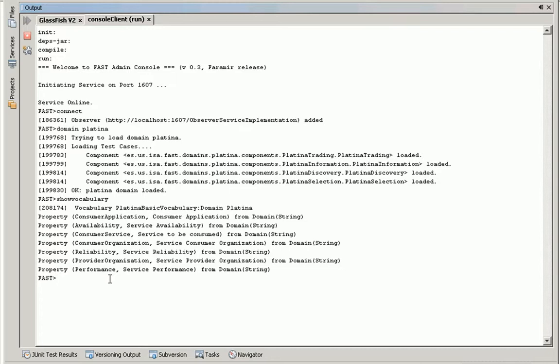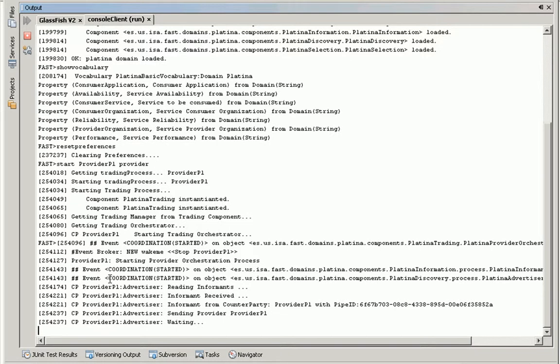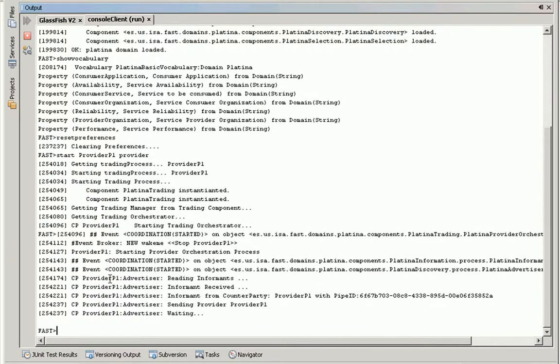With the domain loaded, we can set up the preferences of the different parties with the command reset preferences. This command will load all the preferences for the parties. Now that we have loaded the preferences, we can start the trading process for the different parties. In a simple scenario, the first trading process will be the one of the provider. For example, in this case, we are starting the provider P1, and with this command we have the provider up and running, waiting for a consumer.